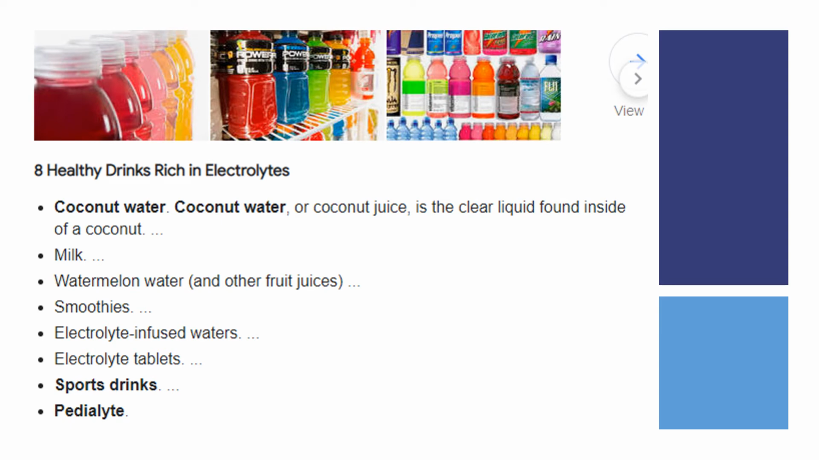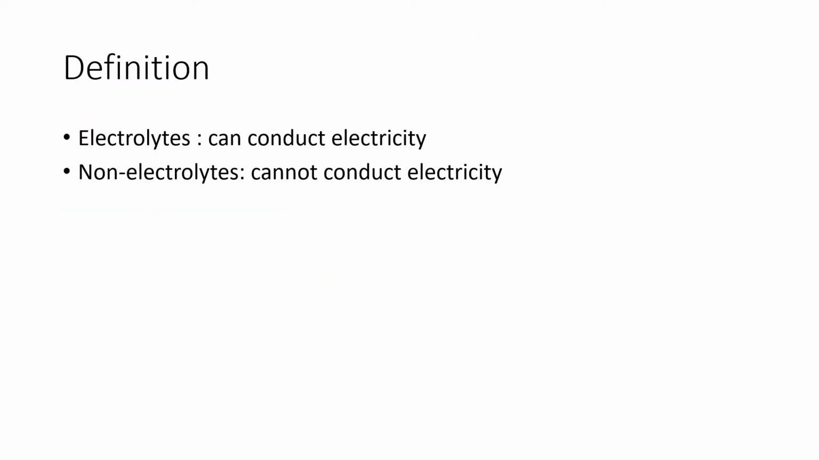Electrolyte is something common in our daily life. For example, you may often drink coconut water, milk, watermelon water, smoothies, electrolyte-infused waters, electrolyte tablets, sport drinks, and Pedialyte. So, what is meant by electrolyte? Electrolytes are solutions that can conduct electricity, and non-electrolytes are solutions that cannot conduct electricity.